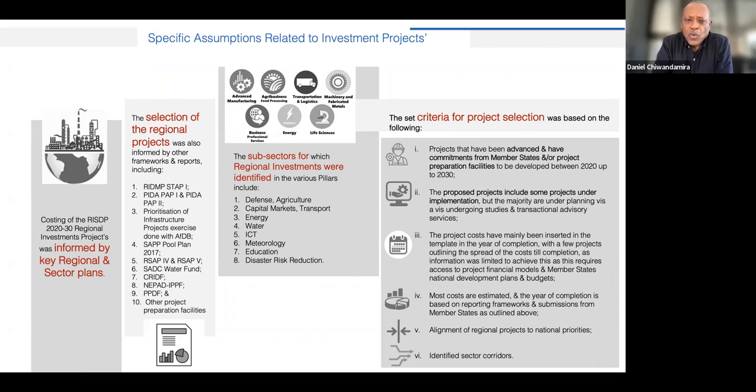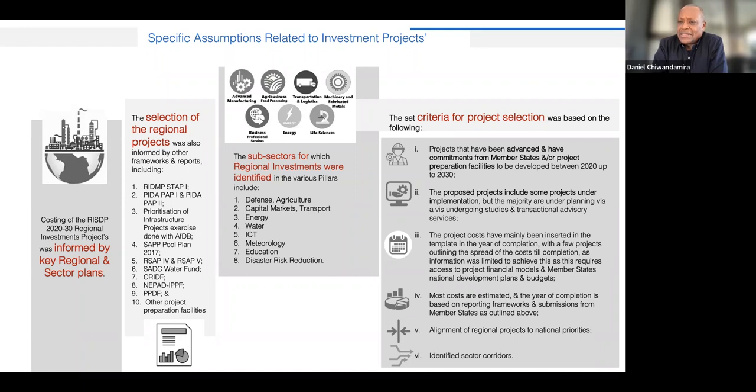The subsectors for regional investments were based on a number of sectors or subsectors in the pillars: defense, agriculture, capital markets, transport, energy, water, etc., which were then looked at as the basis of the costings. The criteria for selecting the projects was based on the fact that the projects have been advanced and have commitments from member states, or that they are preparations that will be undertaken between 2020 up to 2030, i.e. there was some serious commitment on these projects, and that these projects would be implemented during this period.